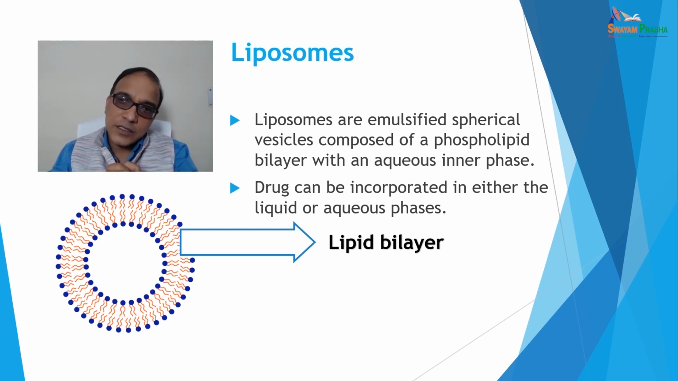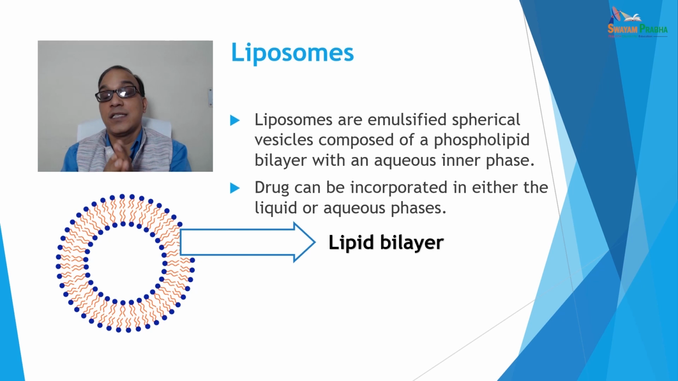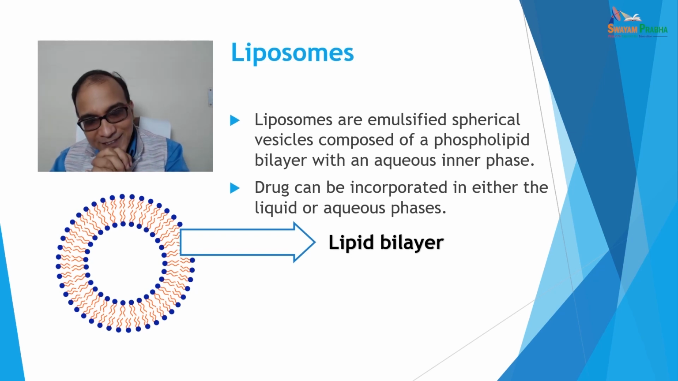When we are talking about the emulsions, liposomes are emulsified spherical vesicles composed of a phospholipid bilayer with an aqueous inner phase. There is an aqueous inner phase and then lamellarities of lipids are there. These drugs can be incorporated. What happens then? The drug can be incorporated either into the lipid phase or the aqueous phase. So when you add some water globules in an oil and you shake it, a preparation of that globule sort is called liposomes. Okay, so these are hydroalcoholic vesicles basically, you can say.